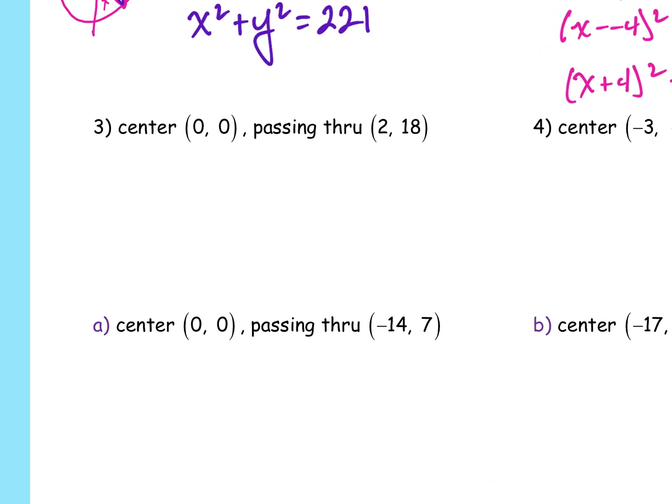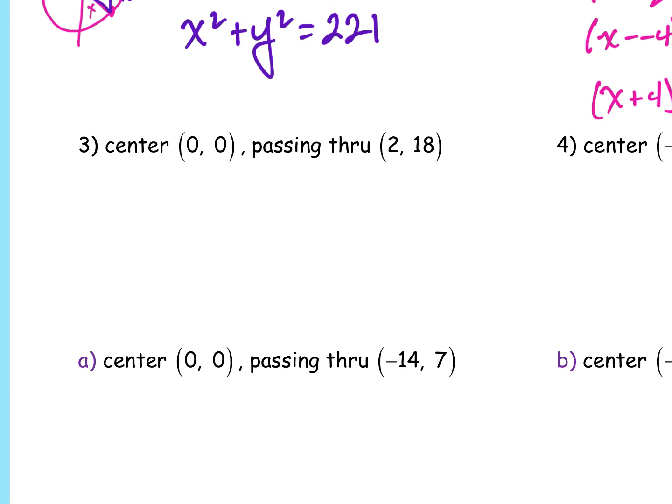Awesome. So I'm still doing the same thing. This one is easy because my center is 0, 0, so I know what my x distance is and my y distance is. So r squared is going to be 2 squared plus 18 squared. That's 4 plus 324, so 328 is r squared. So I've got x squared plus y squared equals 328. Anybody? Are we okay? Awesome.